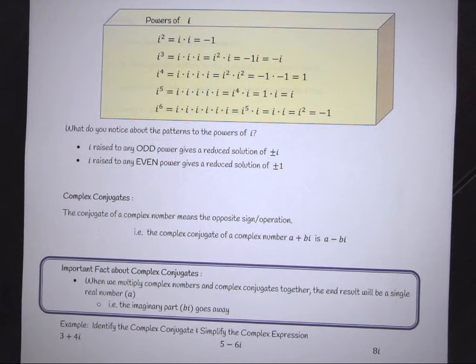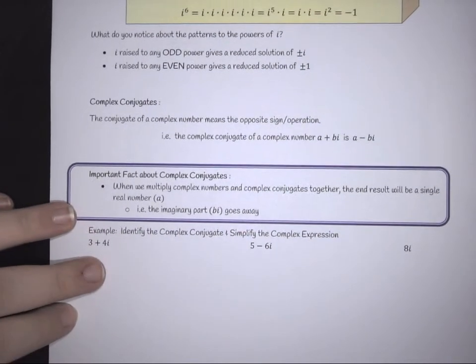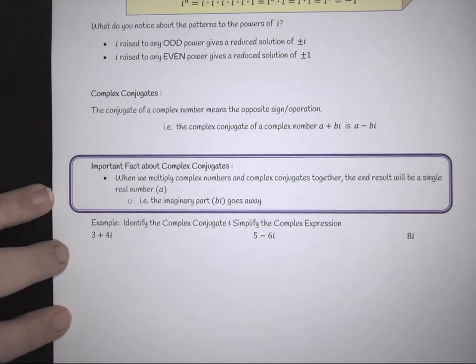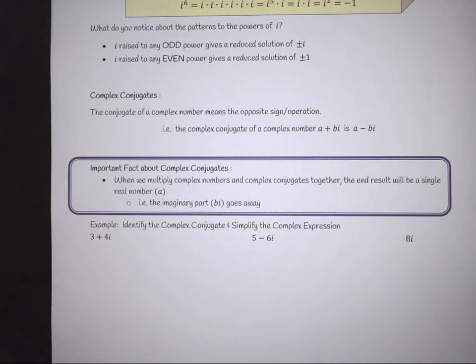Well, the rule then boils down to the following. If i is raised to an odd power, then its reduced solution will be plus or minus i. However, if i is raised to an even power, the reduced solution will be plus or minus 1. And that's just going to depend on how it falls in the pattern.